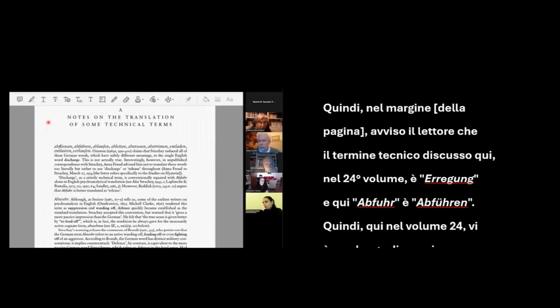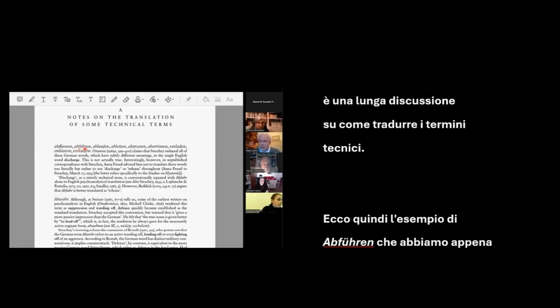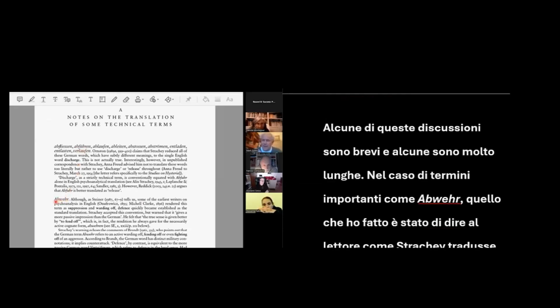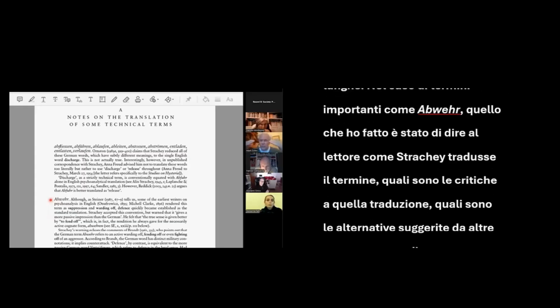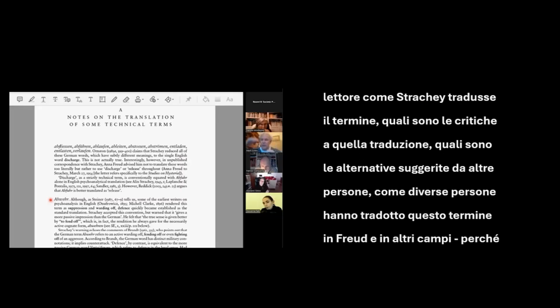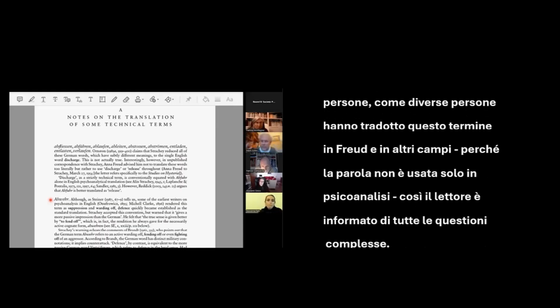So here in volume 24, I have a long discussion of how the technical terms should be translated. So here's the example of Abfuhren, which we just saw, and the example of Abwehr. Some of these discussions are brief and some of them are very long. In the case of important terms like Abwehr, what I've done is I tell the reader how Strachey translated this term, what the criticisms of that translation are, what the alternatives are that other people have suggested, how different people have translated this term in Freud and in other fields, because the word isn't only used in psychoanalysis. So the reader is informed of all the complex issues.